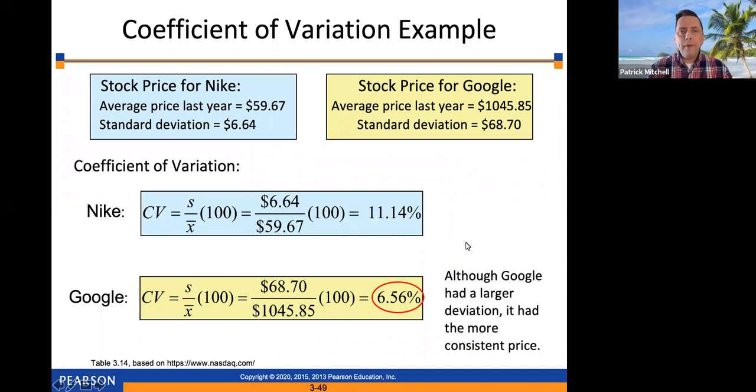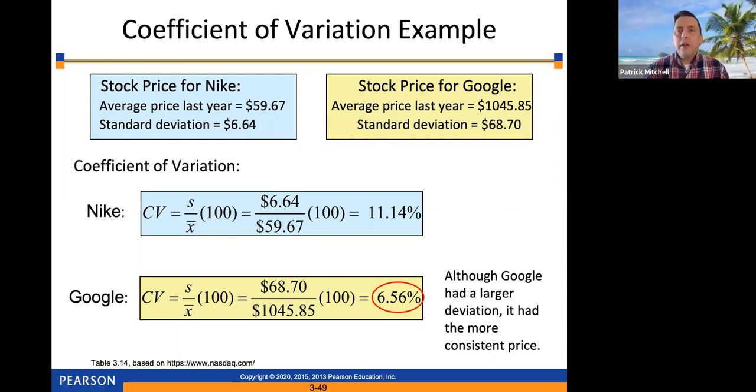So here's an example. We're comparing stock prices for Nike and stock prices for Google. So if the average price last year for Nike was $59.67 with a standard deviation of $6.64, then the coefficient of variation for Nike would be 6.64 divided by 59.67, and then multiply that by 100 to make it a percentage. So the coefficient of variation for Nike is 11.14%.